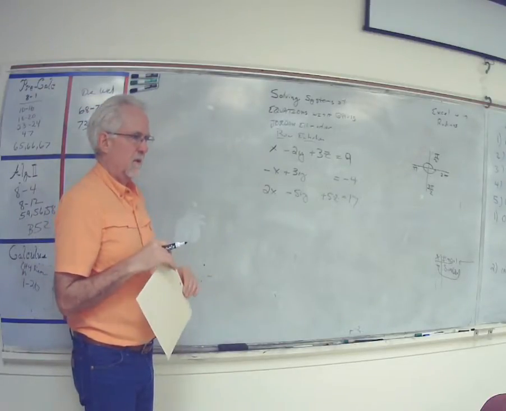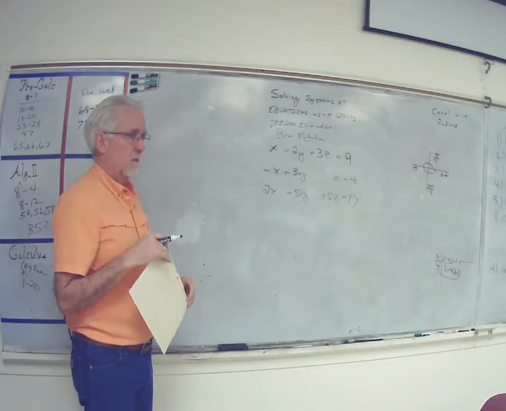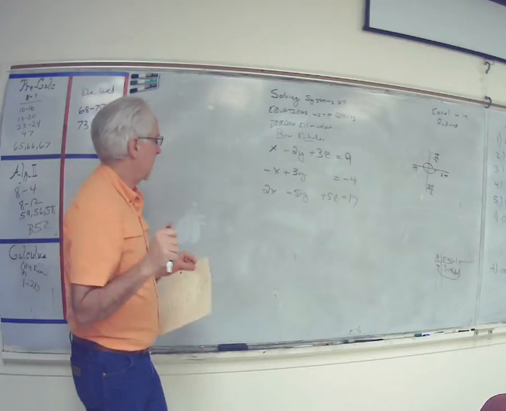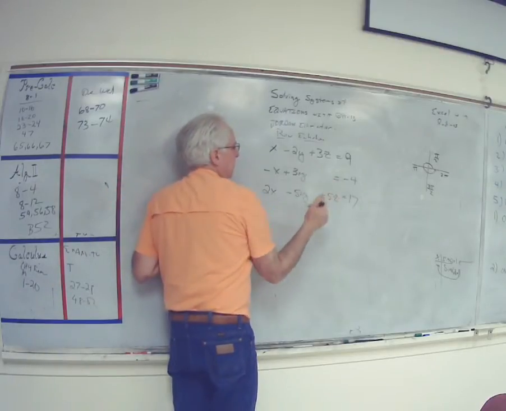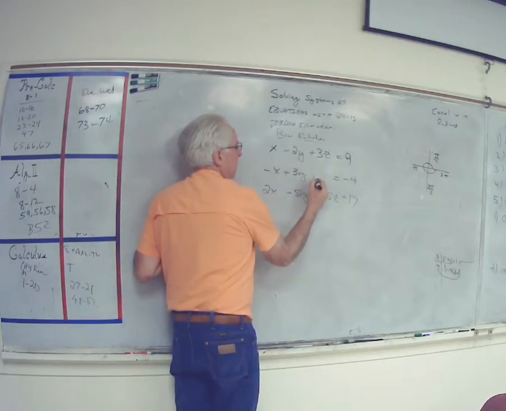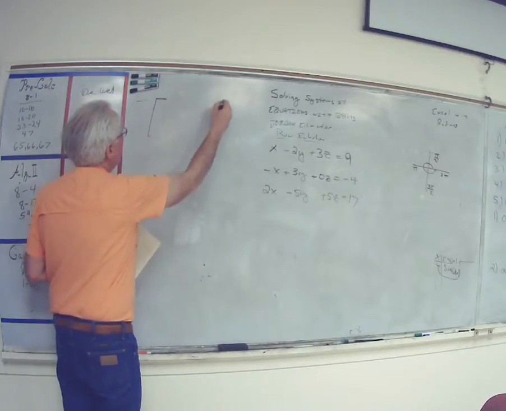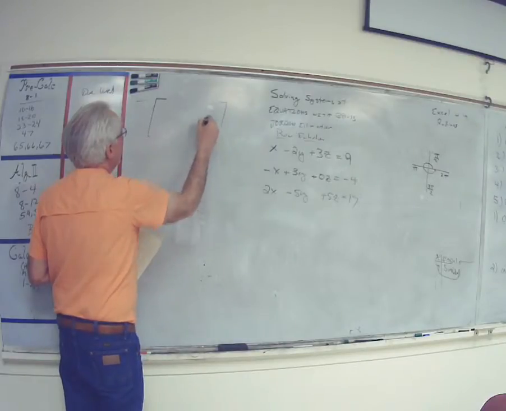You need to put it in the setup form, and then the row echelon form. Okay, and what am I missing here? I just need to put in what? Plus 0z. Okay, so now I can come over here and I can make my augmented matrix, right?